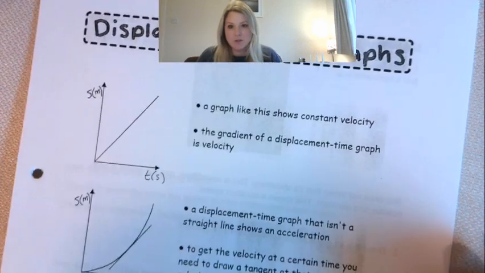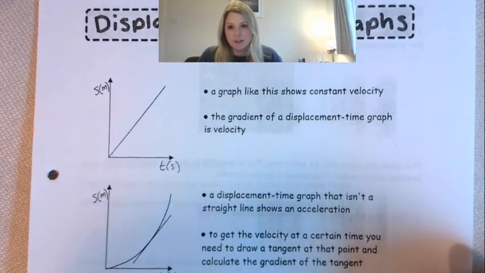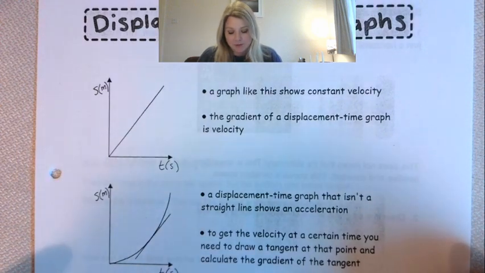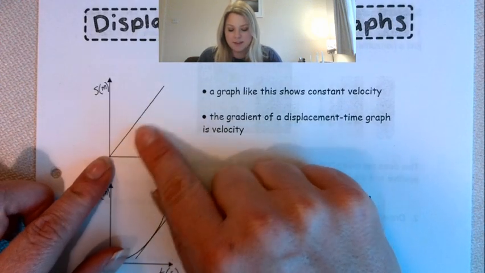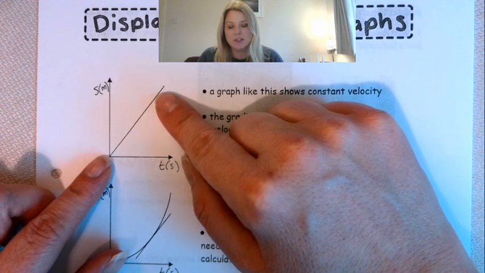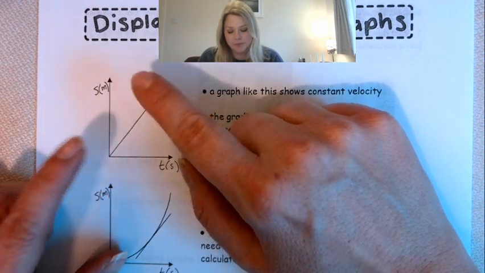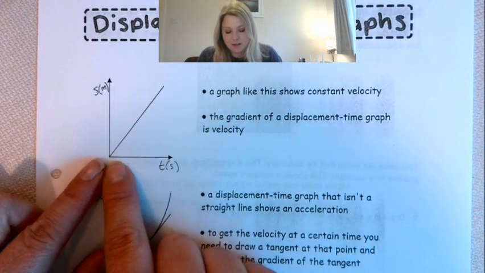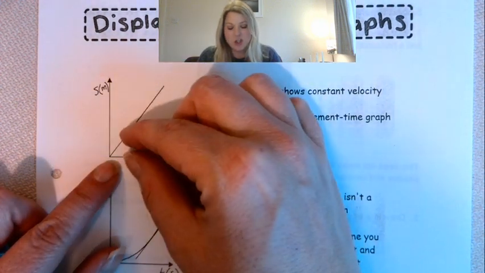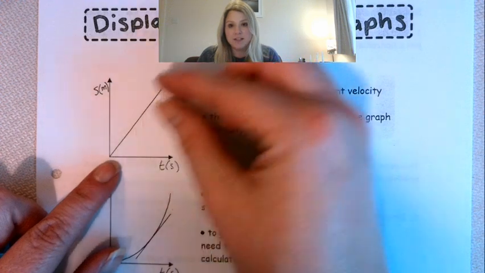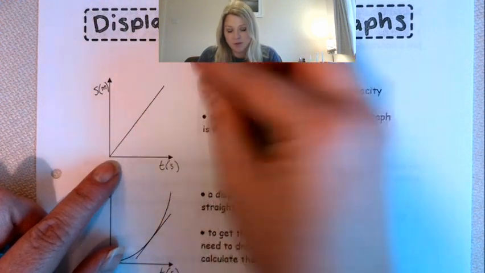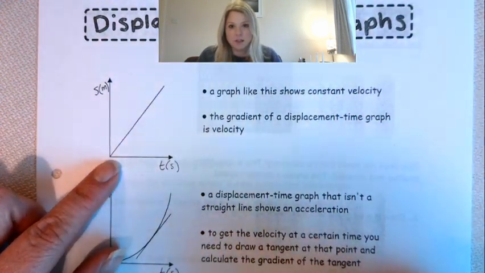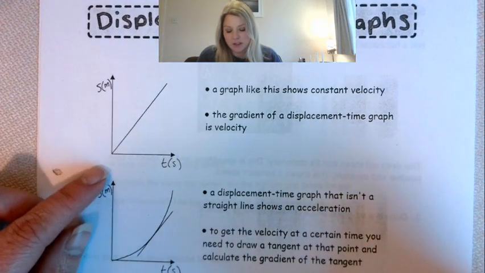Okay, so if we have a displacement time graph, then if it's a straight line like this, it means something's traveling at a constant velocity. Okay, and we know that because the gradient is staying consistent. So for every second that passes, the change in the displacement is the same amount. It's going up by the same amount every second. So that's the first thing I suppose you need to know.